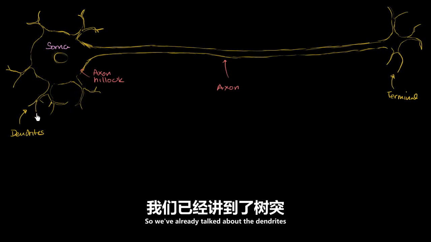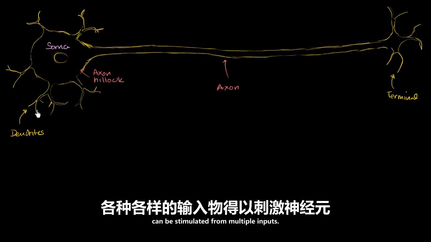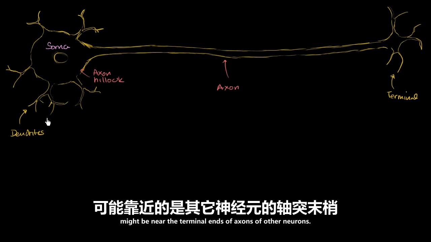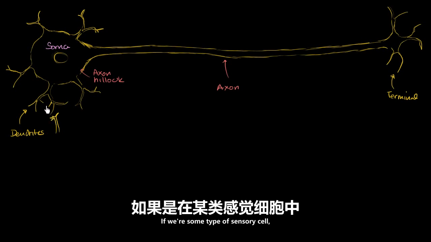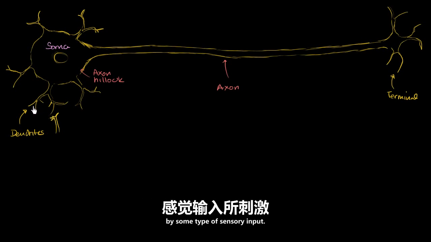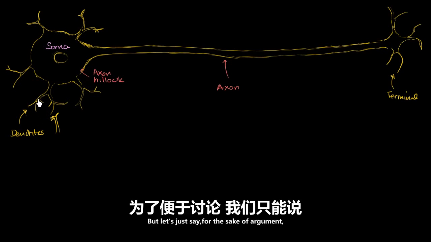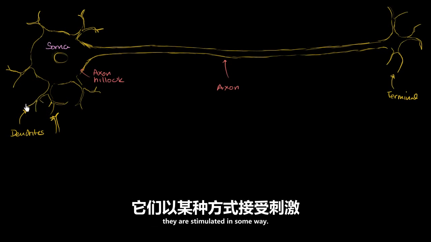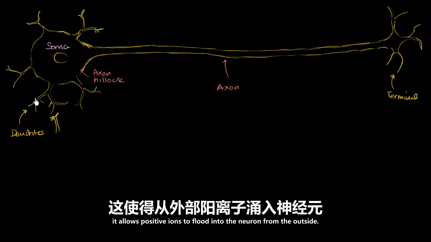So we've already talked about the dendrites as being where the neuron can be stimulated from multiple inputs. If we're in the brain, these dendrites might be near the terminal ends of axons of other neurons. If we're some type of sensory cell, these dendrites could be stimulated by some type of sensory input. But let's just say, for the sake of argument, they are stimulated in some way, and because they're stimulated, it allows positive ions to flood into the neuron from the outside.